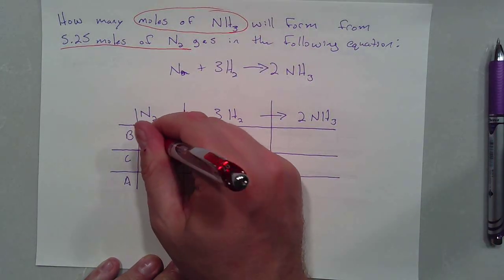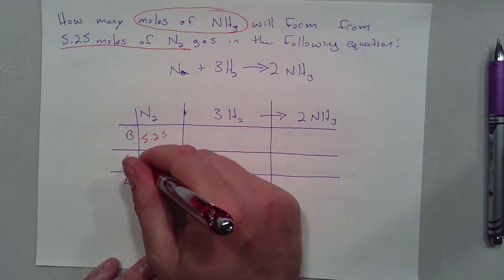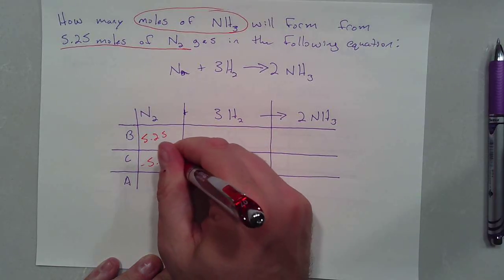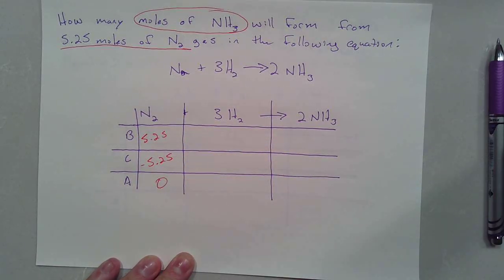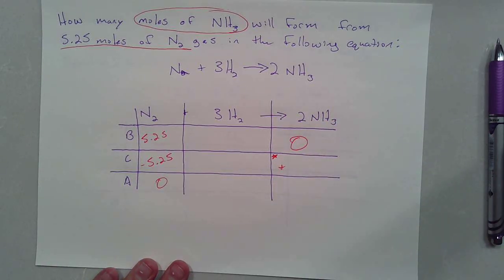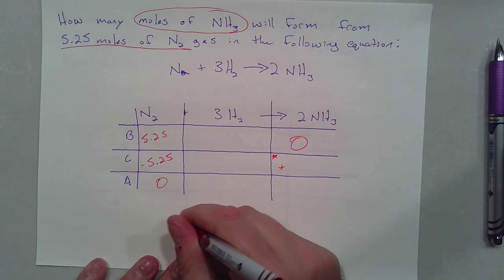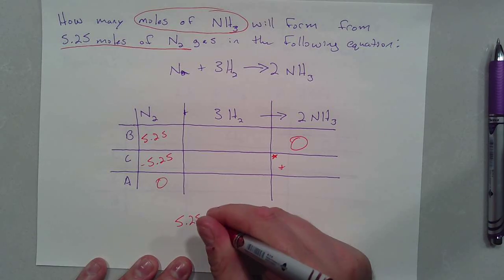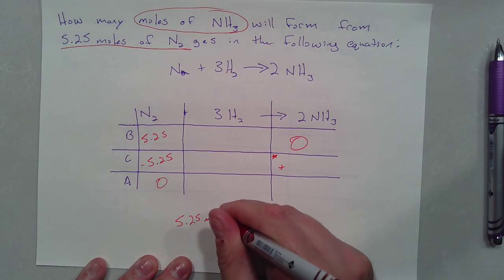So I got 5.25 moles. I'm going to use up all of those 5.25 moles. I have nothing. I'm trying to look at how many would be formed here. So solving for this box. We know there's nothing here. So what's added, what's made? So I have 5.25 moles of N2.